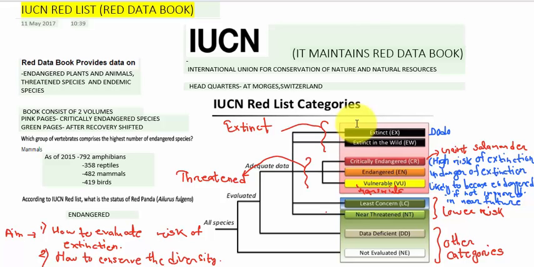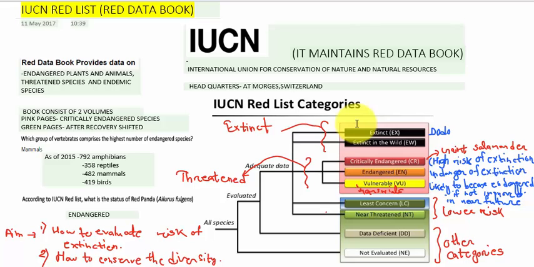The threatened species are categorized into three kinds. First one is critically endangered, second one is endangered, and third one is vulnerable. Critically endangered means they have a high risk of extinction. Evidence shows that the taxon has an extremely high risk of extinction in the wild. The example is the giant salamander, and there are many other examples.